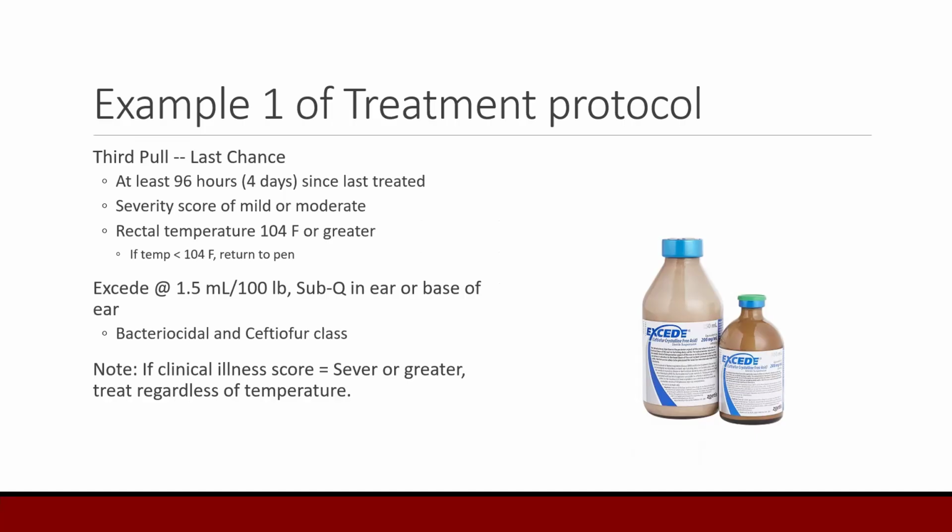So we changed class of drug again. That makes sense? So you want to switch between bactericidal and bacteriostatic, but you also want to change between actual class of the drug. So if I gave Micotil for the first pull, I don't want to introduce another macrolide in this treatment protocol. We're trying to broaden the spectrum. Does that make sense? Okay. Then, if they're a 3 and a 4, we're going to treat them no matter what.